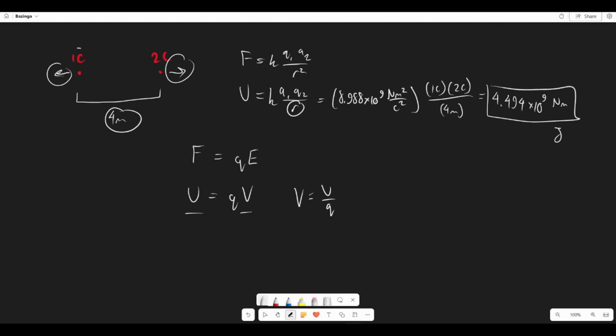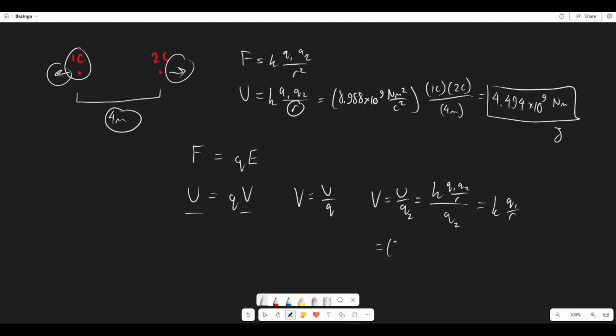So, considering this 1 coulomb particle as the source, we can determine the electric potential generated by the 1 coulomb charge at a distance of 4 meters by V equals U by Q, or K Q1 Q2 by R divided by Q, and we'll say this is the other Q, Q2, equals K Q1 by R.